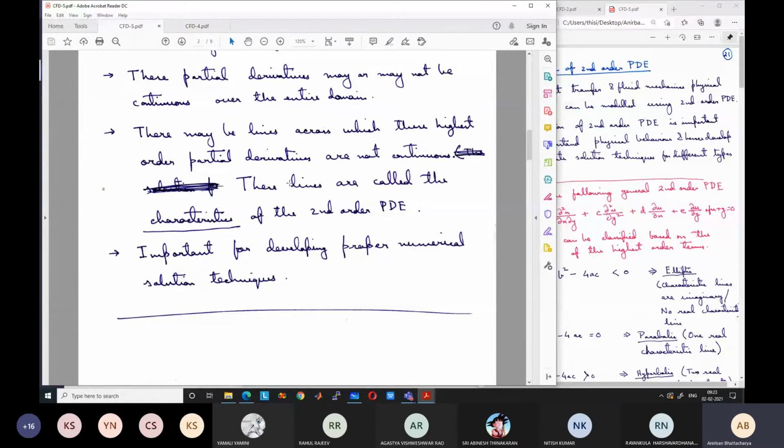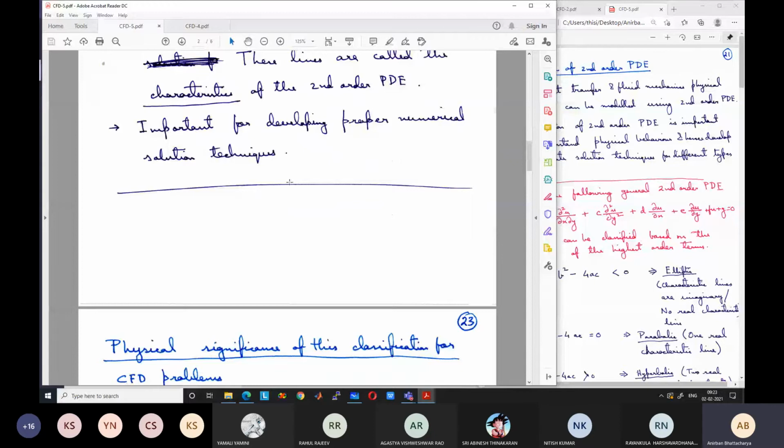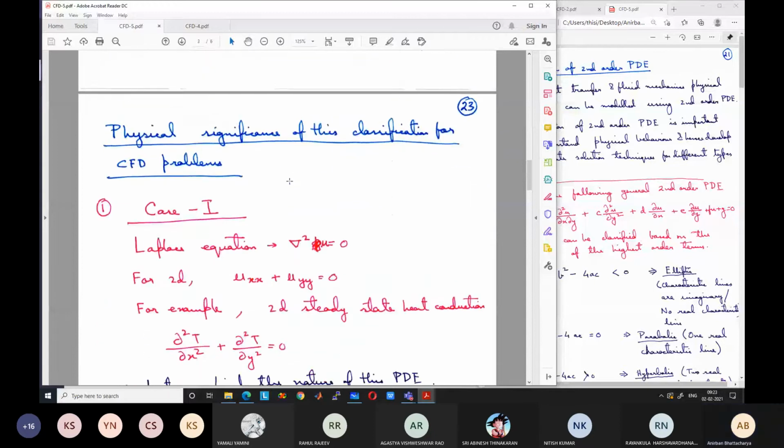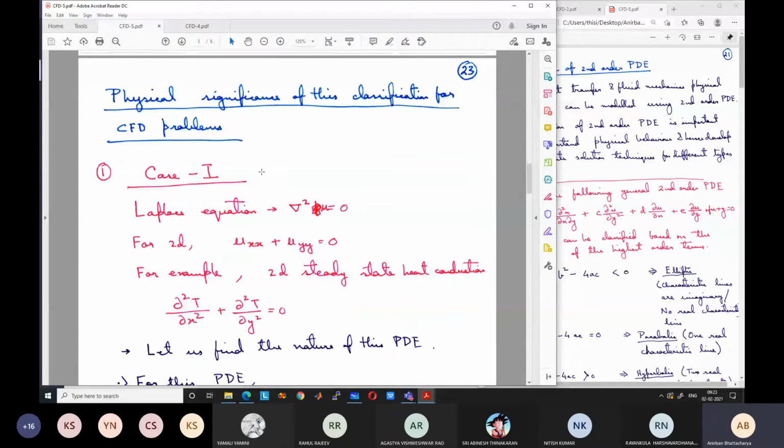So now let us try to understand this physical significance. You can say that, okay, fine, I have a problem and I have an equation and I have found that this equation is elliptical. My question is, so what? What is its physical significance? What is the importance of just describing that this is an elliptical equation? How can I relate it to a real life problem? This type of question may arise for us, so let us try to answer it through a few case studies or examples.